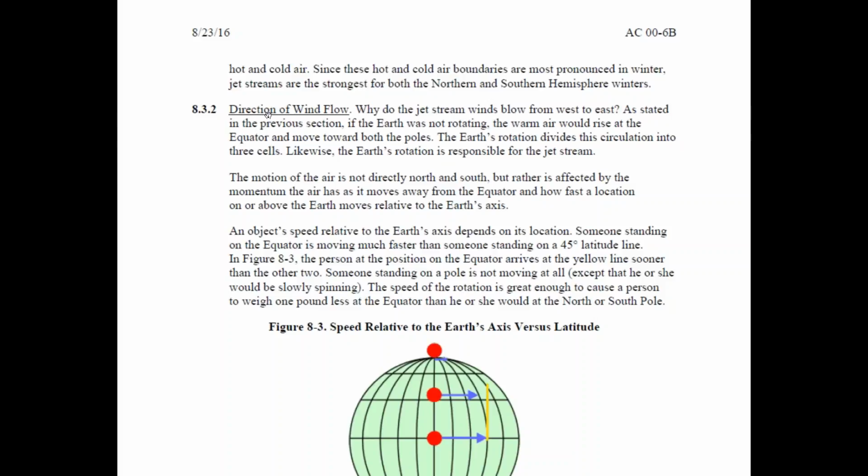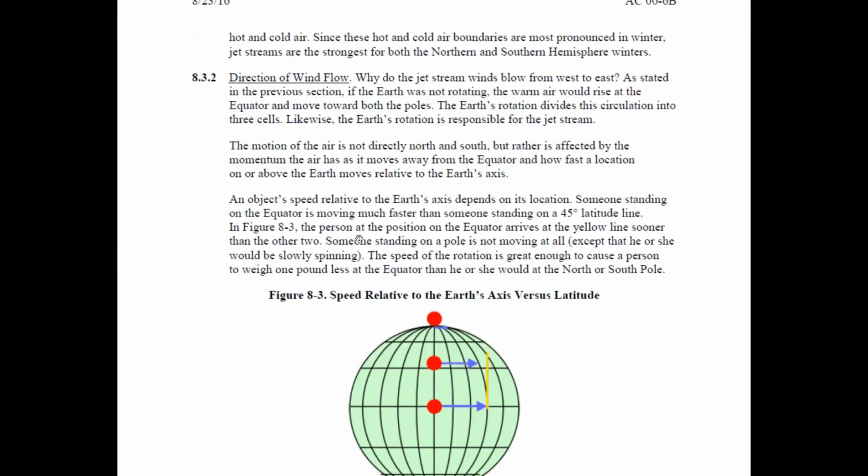The motion of the air is not directly north and south, but rather is affected by the momentum that the air has as it moves away from the equator and how fast a location on or above the Earth moves relative to the Earth's axis. An object's speed relative to the Earth's axis depends on its location. Someone standing on the equator is moving much faster than someone standing on the 45-degree latitude line. In figure 8.3, the person on the equator arrives at the yellow line sooner than the other two. Someone standing on a pole is not moving at all. So you can imagine that in your head.